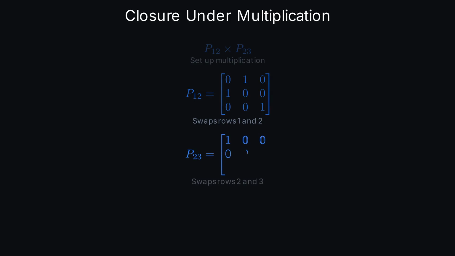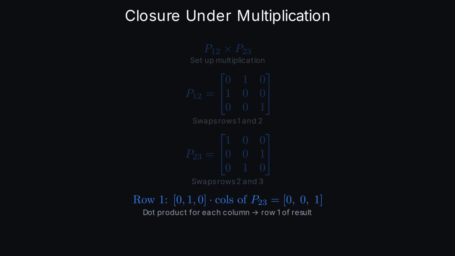Multiply any 2 permutation matrices, and the result is always another permutation matrix. Let's see an example. Take P12 times P23. P12 is the matrix 0, 1, 0 in the first row, 1, 0, 0 in the second row, 0, 0, 1 in the third row. P23 is 1, 0, 0 in the first row, 0, 0, 1 in the second row, 0, 1, 0 in the third row. Now let's compute their product step by step.